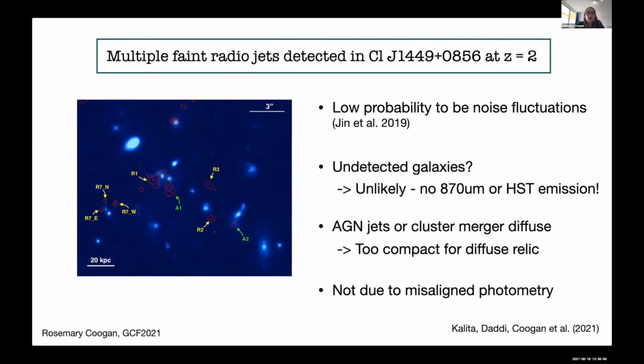This is the image we saw before, overlaid on top of the HST image. Based on Xu and Jin's work, we find that there's a very low probability of them being noise fluctuations, both based on their signal to noise and also the number of independent beams in the image.